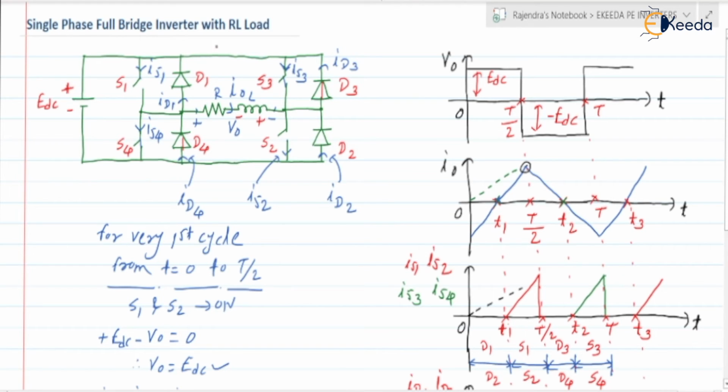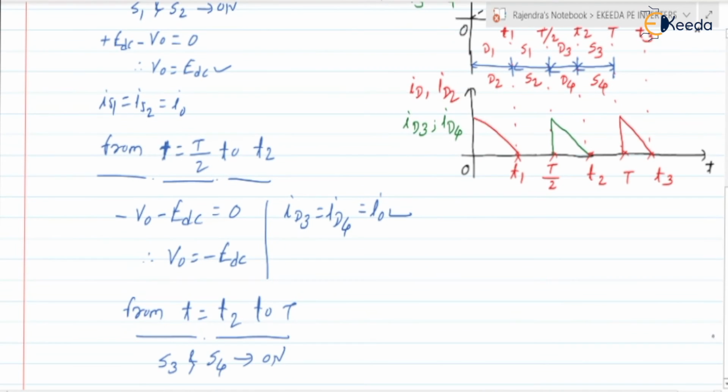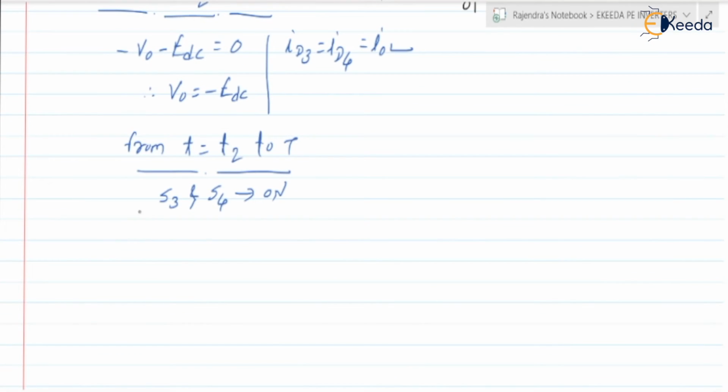But if you check the direction of the current flowing through the inductor, it is from right to left. So can we say that this current I0 will be negative? Yes, from T2 to T, I0 is negative and increasing, because the inductor is storing the energy. Also, can we write IS3 is equal to IS4 is equal to minus I0? Yes.